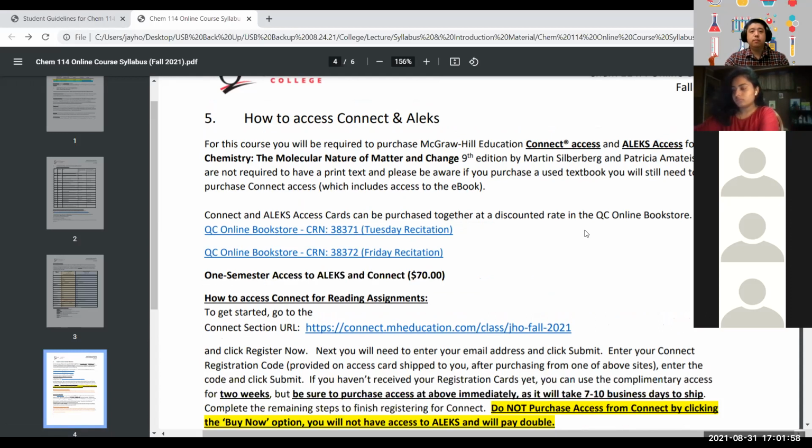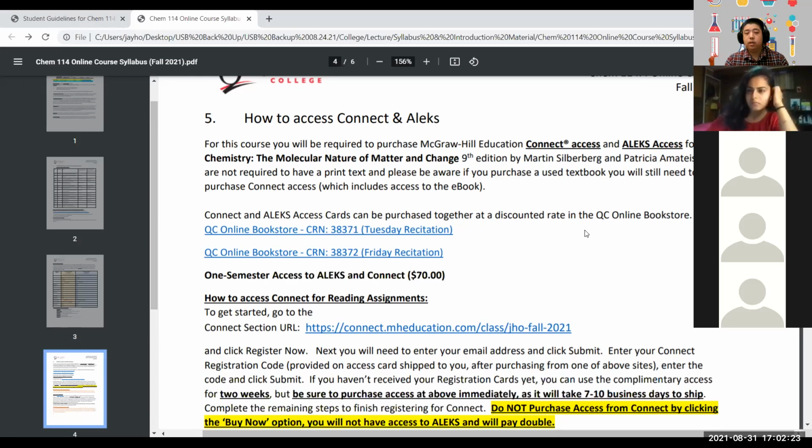Professor? Yep. I had a quick question for Connect as well. So I bought Alex last semester for Chem 1 and I got the 2-semester access, but we never used Connect last semester. So do I have to rebuy Alex? So here's the thing, you bought a 2-semester access, right? Yeah. So you should have 1 semester still available no matter what, right? For Connect and for Alex. We never used Connect last semester.